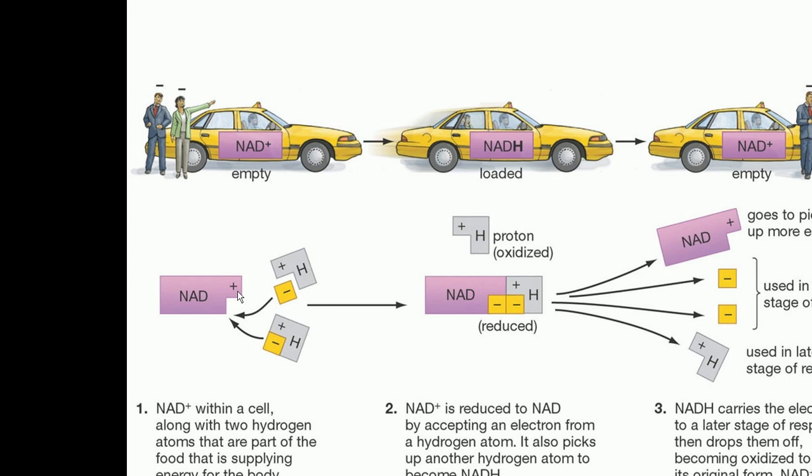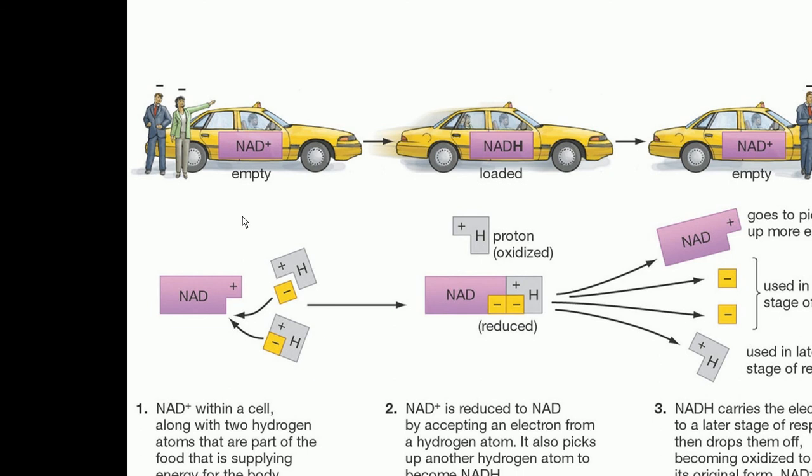What is being represented here is two hydrogen atoms which are coming from the food. Every hydrogen atom has one electron and one proton. So this is one electron, this is one proton; one electron, one proton. NAD plus has a charge. If you remember from chapter number 2, when an atom has a positive charge, it means that it has one less electron. So these are the two hydrogen atoms which are coming from the food.